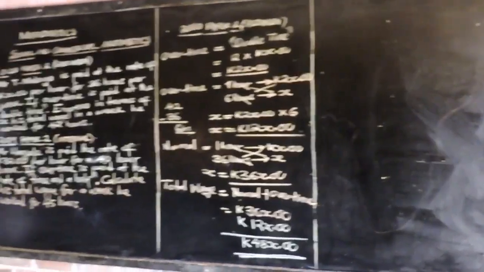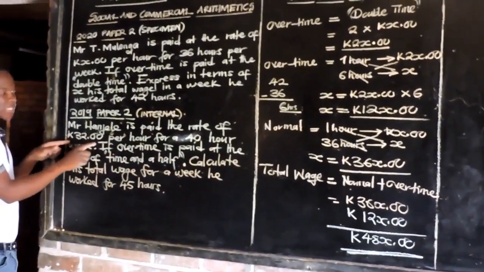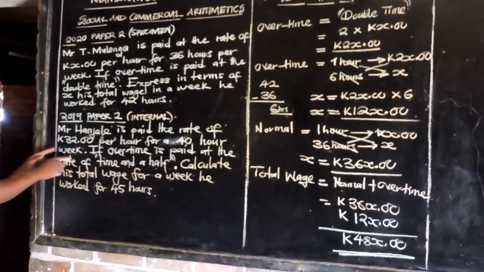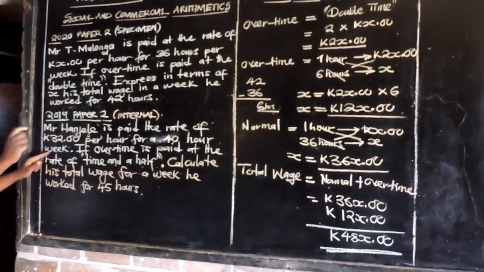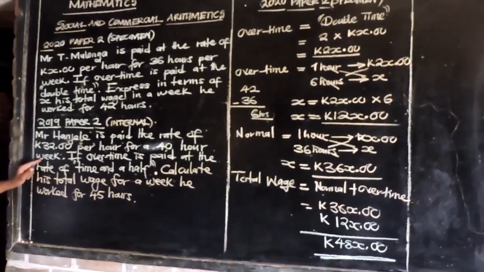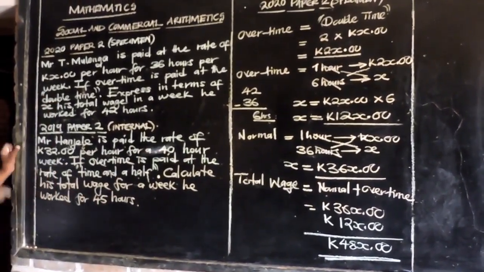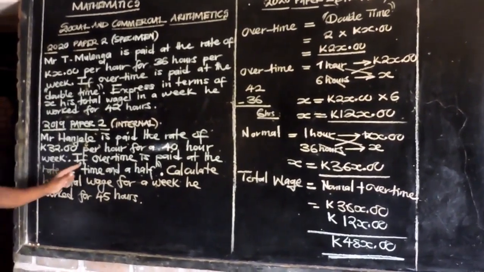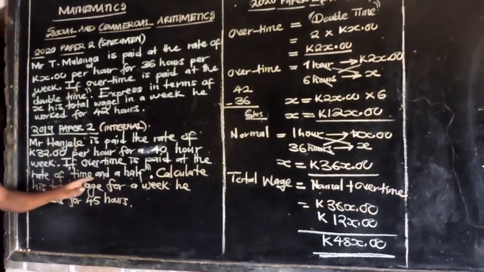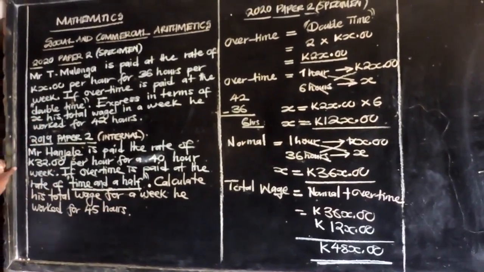So it's saying Mr. Angele is paid the rate of 32 quarter per hour for a 40-hour week. So when they say 40-hour week, it simply means this person was working for 40 hours in a week. That was his normal working hours, 40 hours. Okay, that's the meaning of a 40-hour week. Then it's saying overtime is paid at the rate of time and a half. Very, very important point, guys. Time and a half. Take note of it.